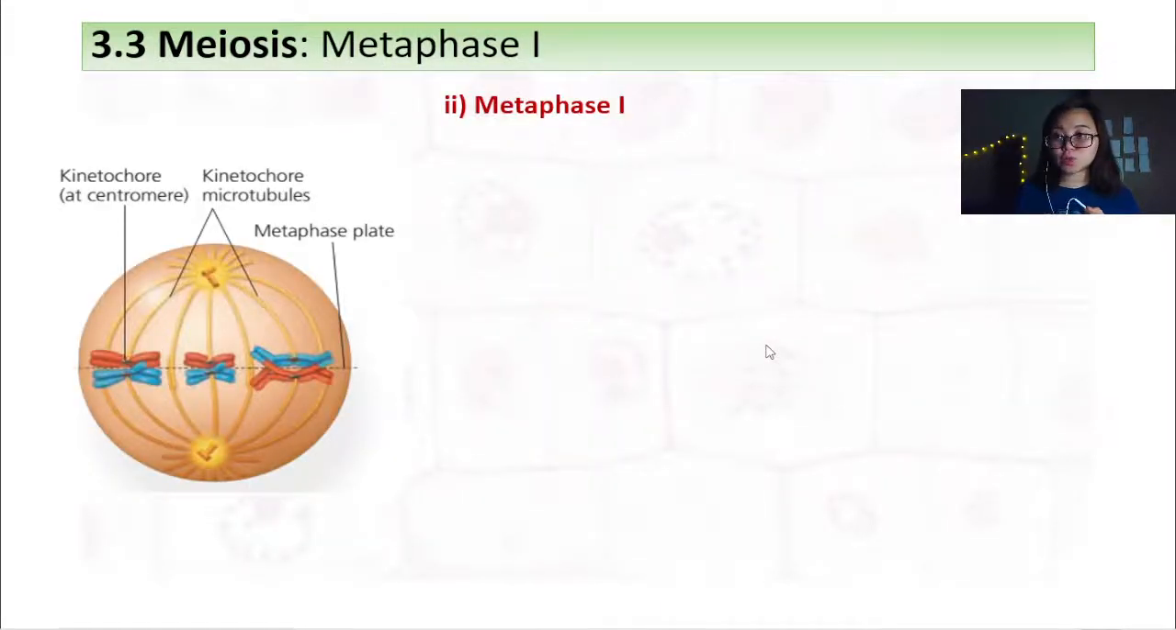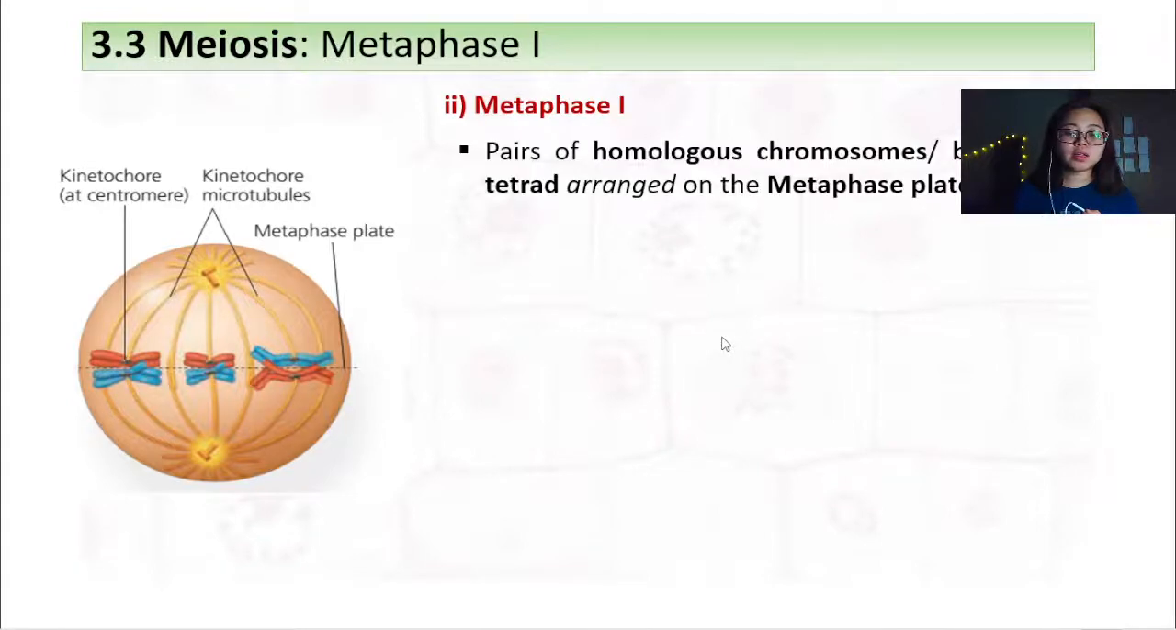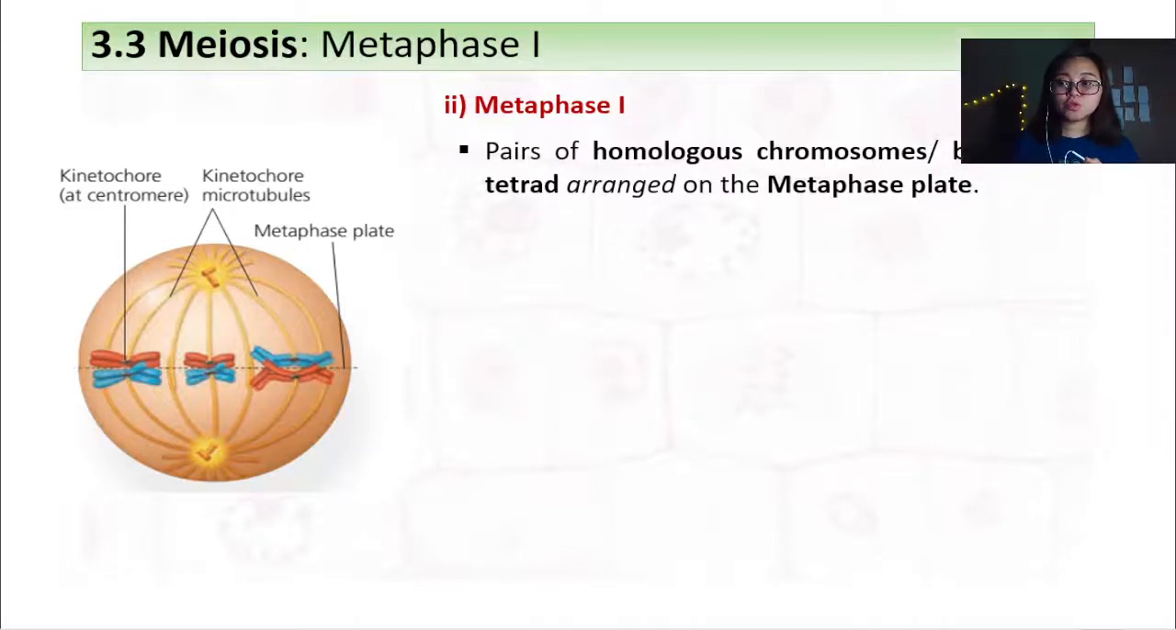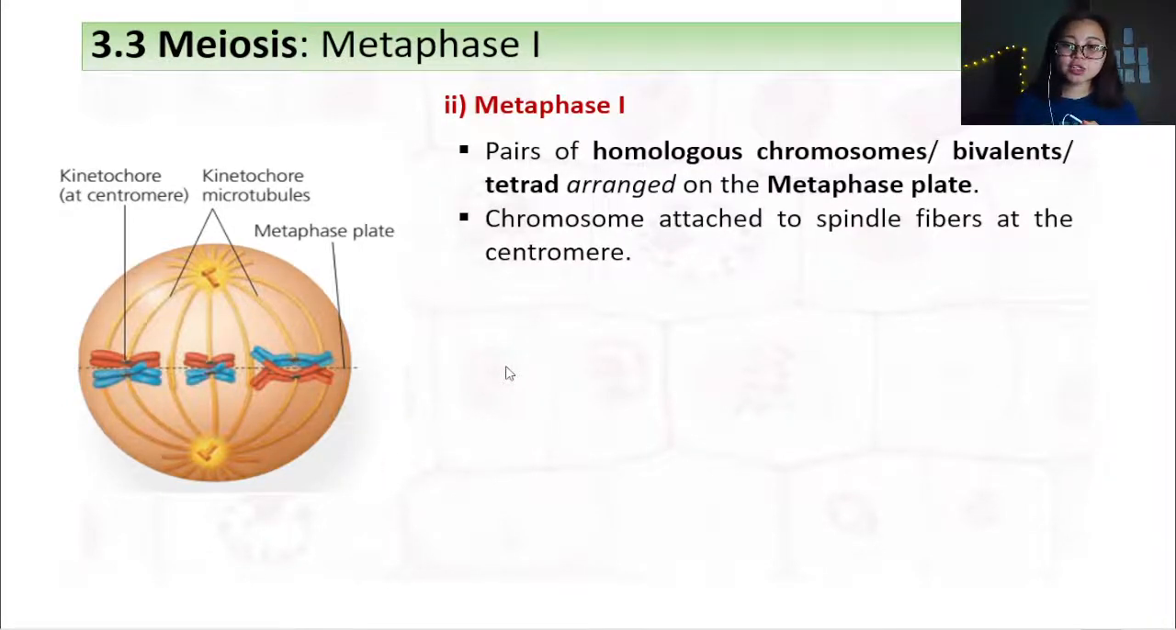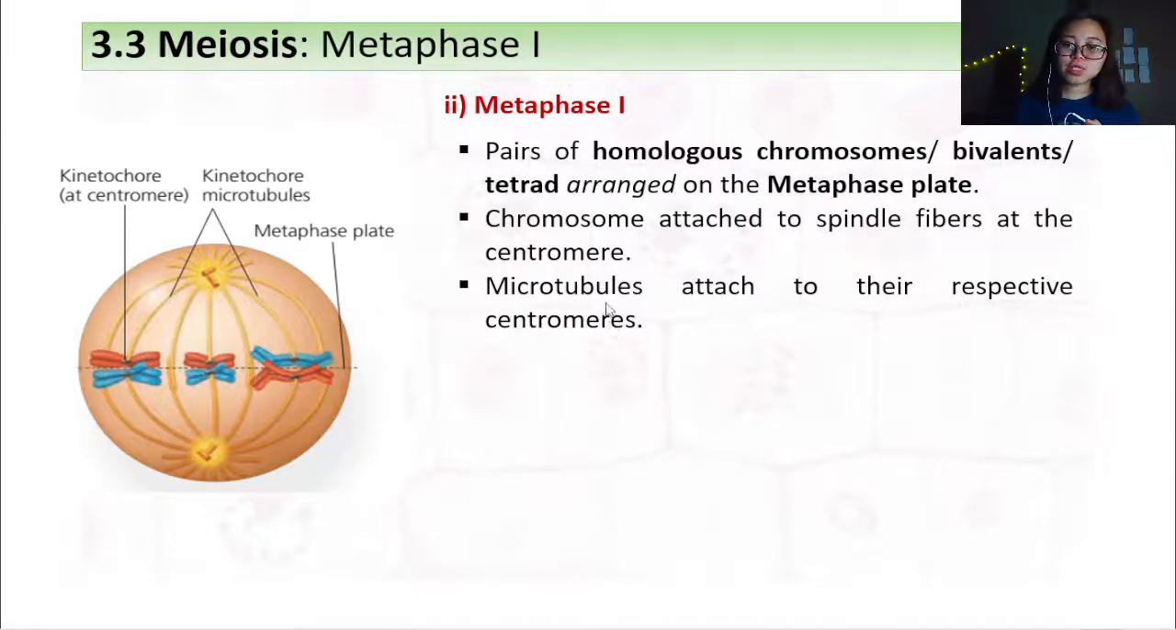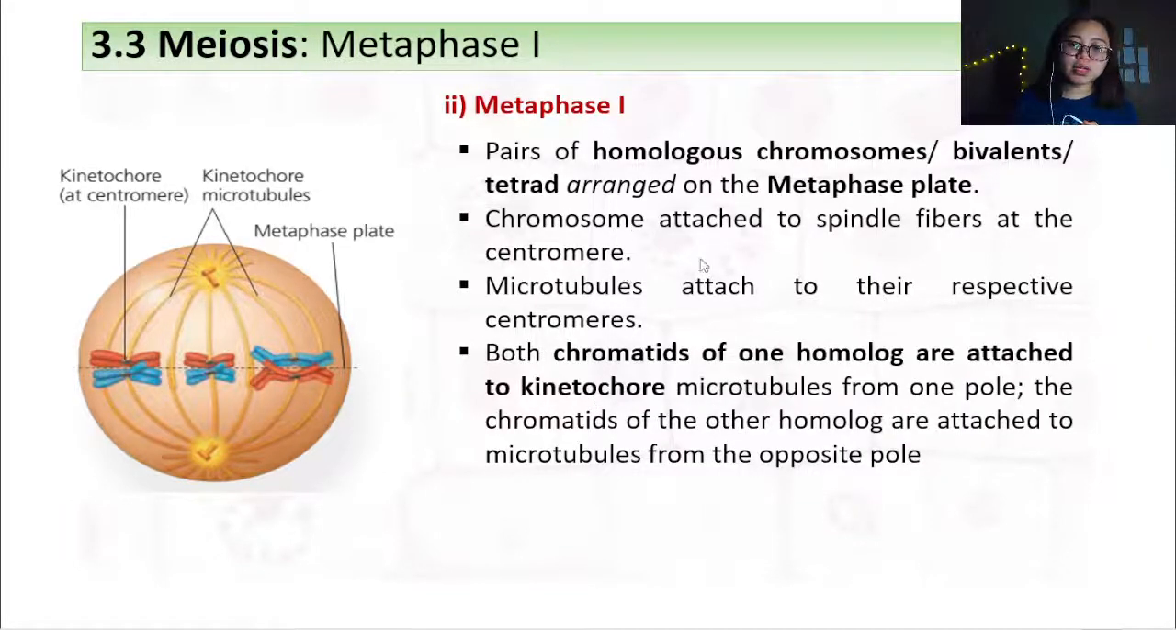We're moving on to metaphase 1. Metaphase 1 lebih kurang sama, cuma sekarang kamu pastikan kamu menggunakan term homologous chromosomes ataupun bivalent ataupun tetrad. Jangan cakap kromosom saja. Mesti merujuk kepada homologous chromosomes, bivalent ataupun tetrad. They will be arranged on the metaphase plate. Chromosome attached to spindle fibers at the centromere. Spindle fiber sambung kepada centromere. Microtubules attached to their respective centromeres. Ini lebih kurang samalah dua ayat ni.